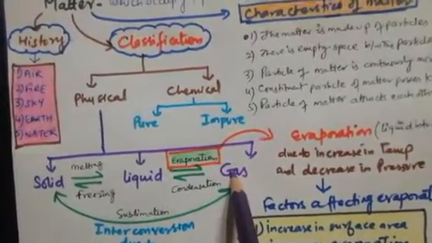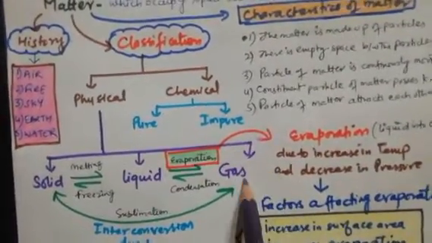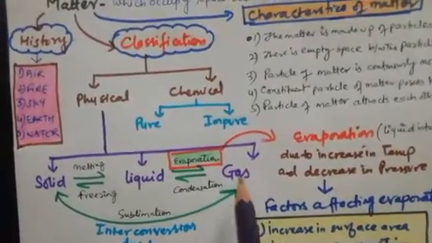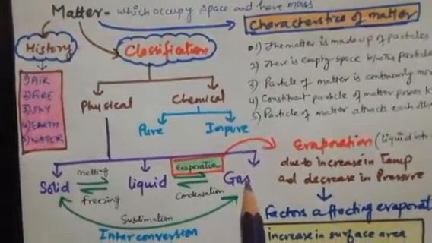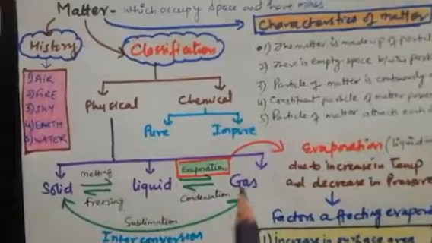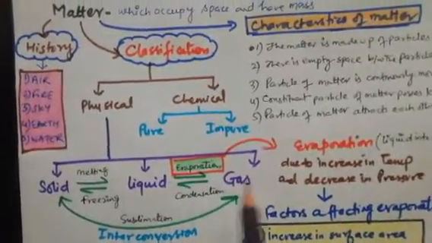Gas is very much free, with no fixed shape and no definite volume. It is very much compressible. It is moving very fast. It has the highest kinetic energy. So these are the basic properties.